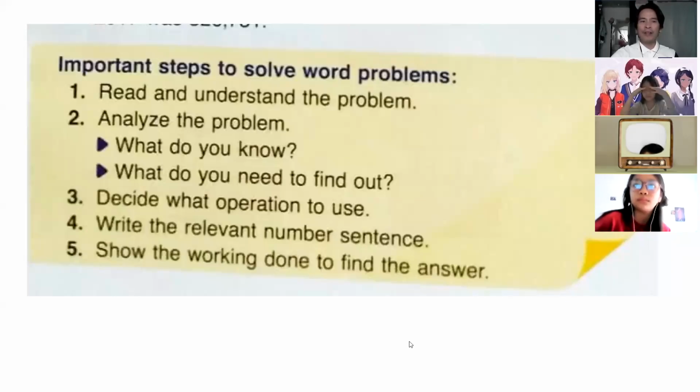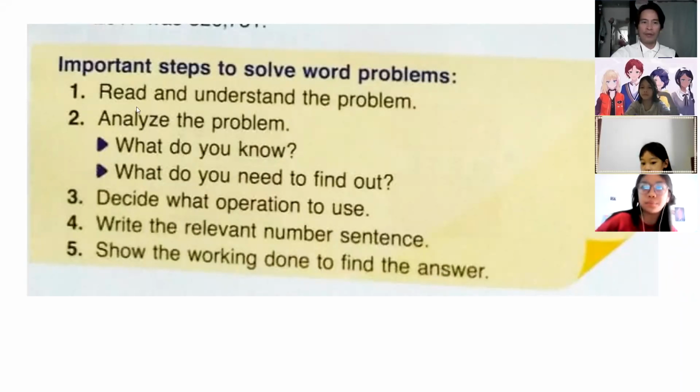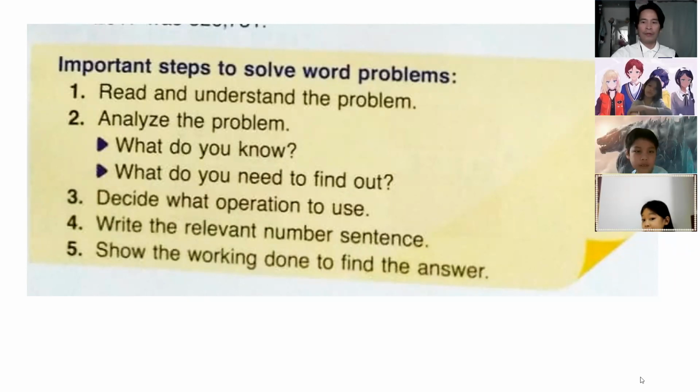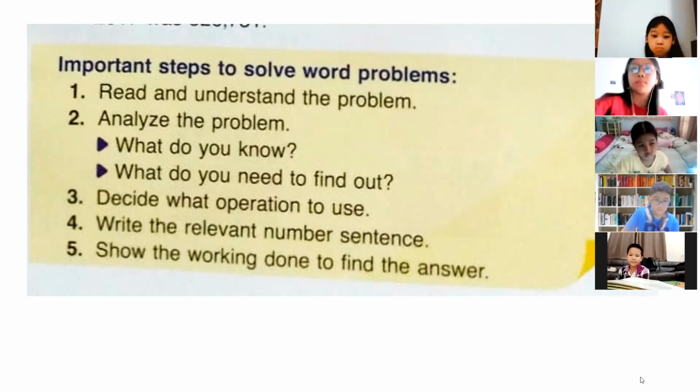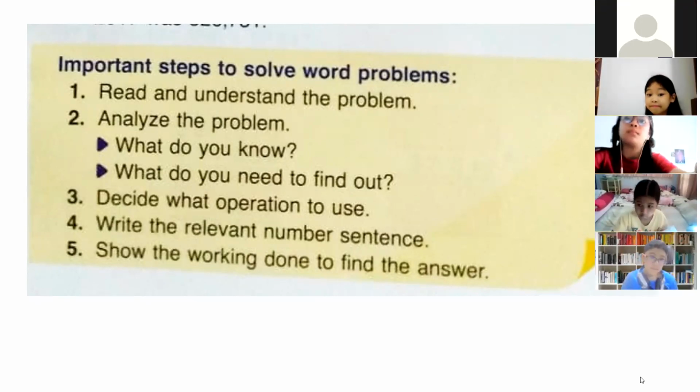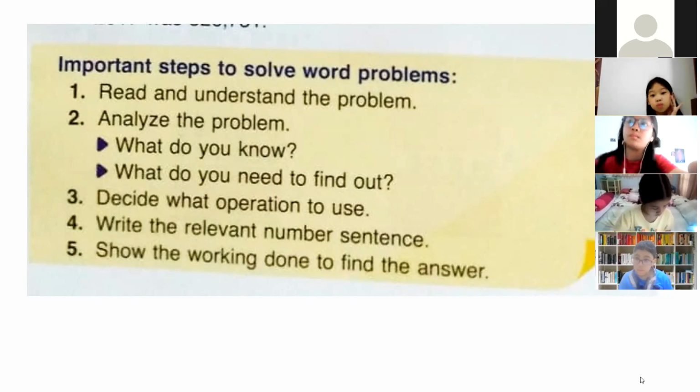Okay, all of you, read. One, read and understand the problem. Two, analyze the problem. What do you know? What do you need to find out?